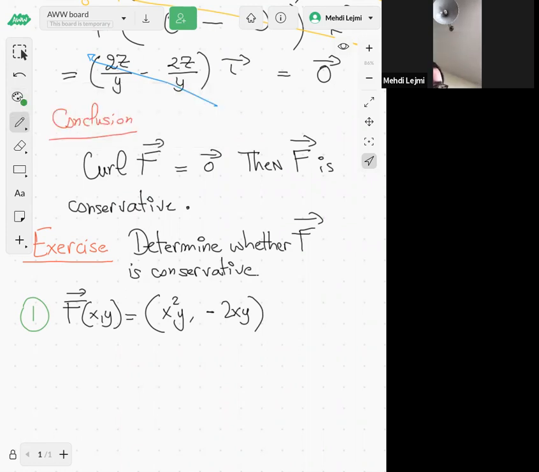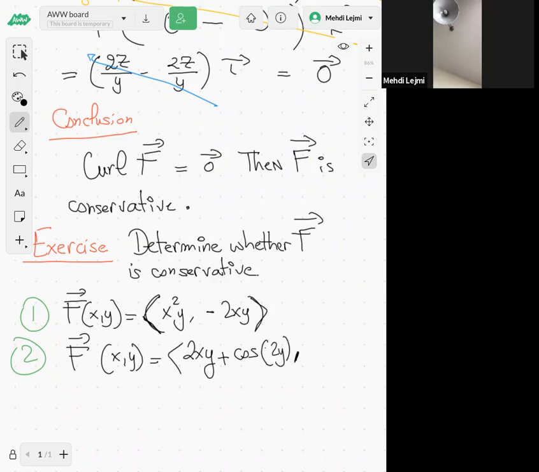Second vector field. It's a three-dimensional vector field. So F of, no, let's do another two-dimensional example. So F of x, y is equal to, let's say, 2xy plus cosine of 2y. Okay, this is the first component. The second component is x squared minus, let's say, 2x sine of 2y.